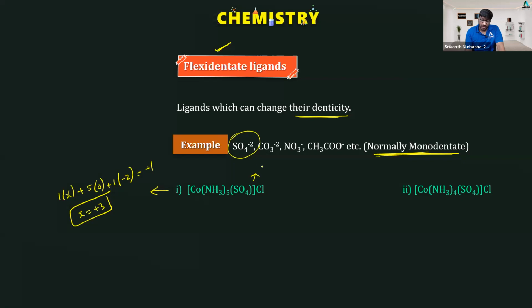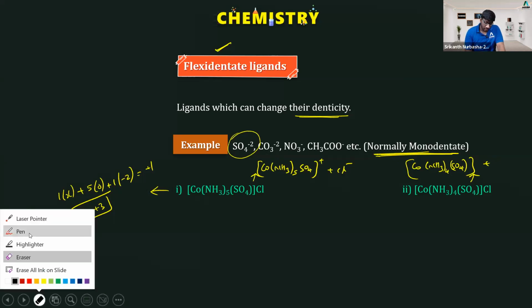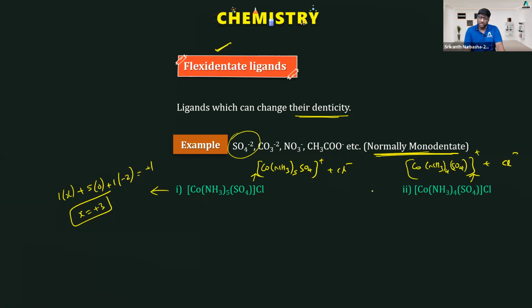Yes, it will dissociate to give [Co(NH3)5 SO4] whole plus Cl minus. The second will dissociate to give [Co(NH3)4 SO4] whole plus Cl minus. So what is the oxidation state of cobalt here in the second complex? Again same logic, 1 into X plus 4 into 0 plus 1 sulfate, 1 into -2 is equal to +1. So X should be equal to +3. So oxidation state of cobalt is +3 in both the complexes.